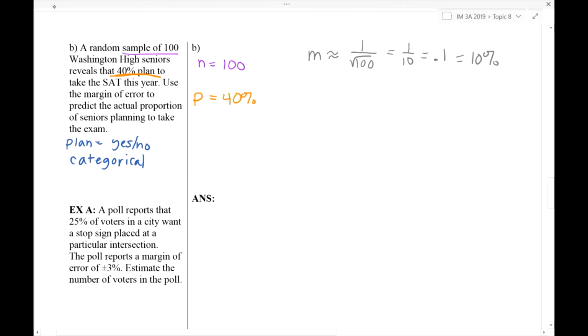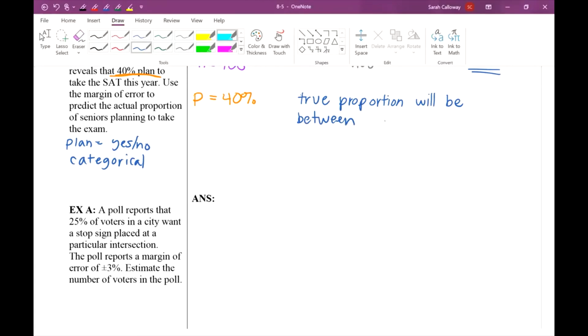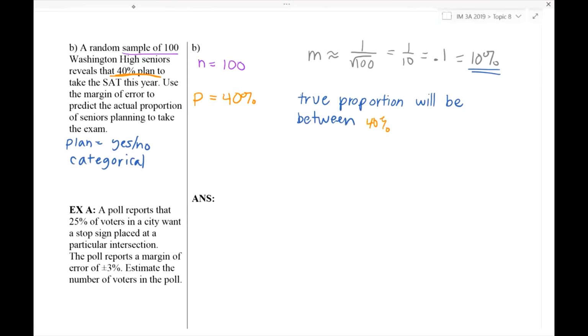Okay. So the same way that we did with the last problem, we're going to add and subtract this value from the value that we were given as the representation of the true proportion. So the true proportion will be between that 40% plus or minus that 10%, which is 40 minus 10% is 30%, and 40 plus 10% is 50%. So the true population should be between 30% and 50%.